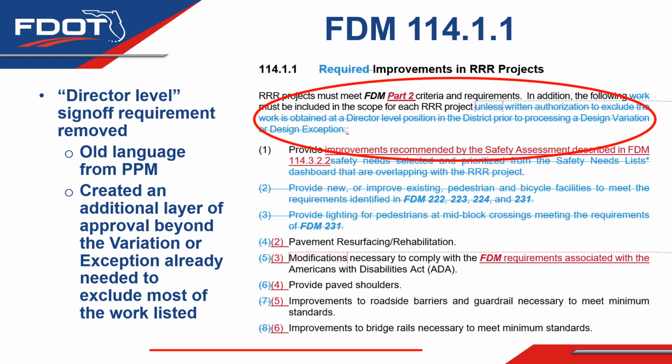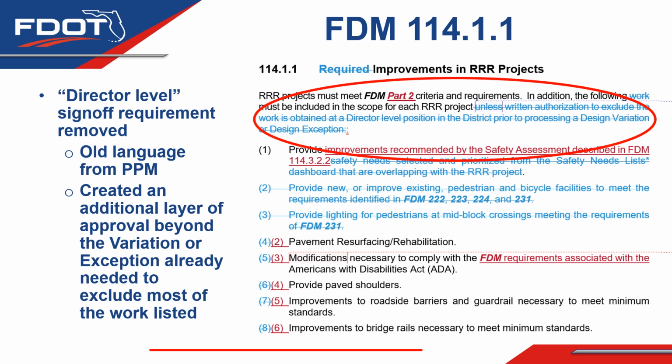An additional change that was made was to remove the requirement for a director level sign-off if you can't do the items that are described in the paragraph below. This language, when it was further researched, was brought over from the plans preparation manual, and we had questions about it after it rolled out in 2022 and decided that it really was not that helpful to have it there. It was repeating some old thinking and old information from the plans preparation manual, so it really could just be removed, so we removed it.